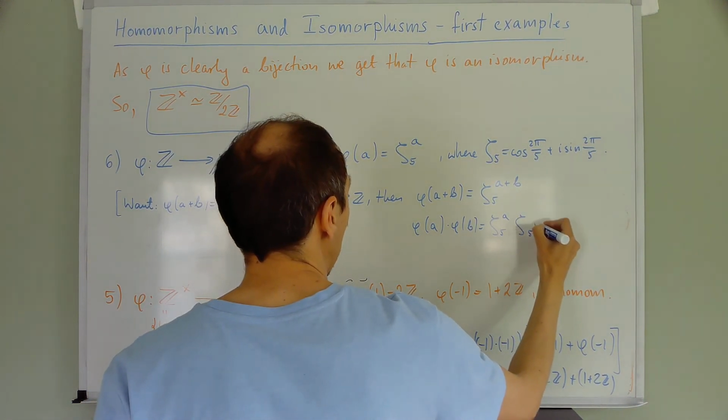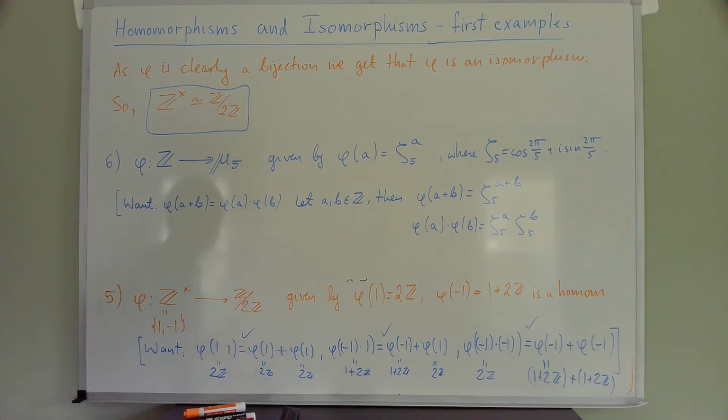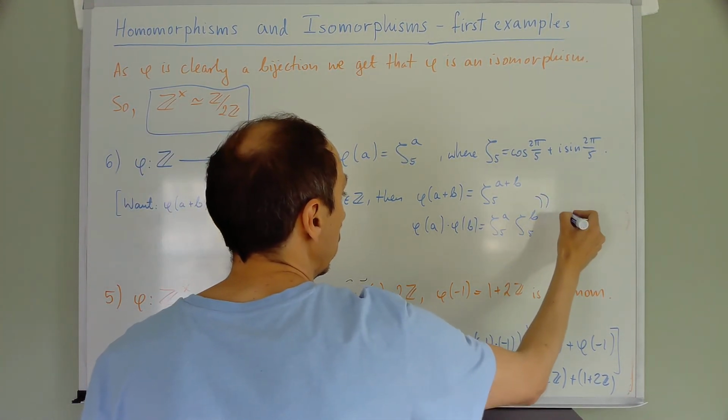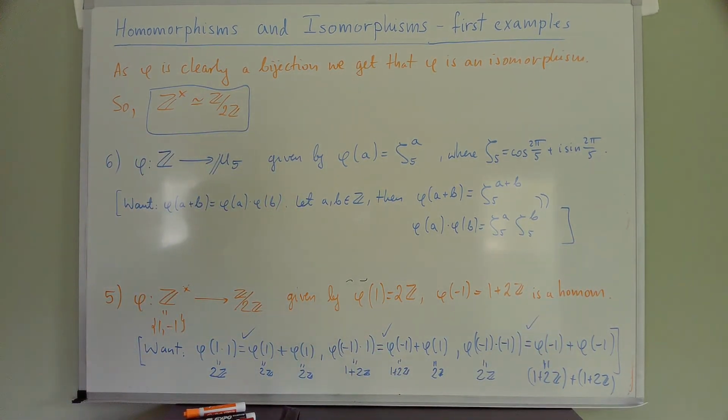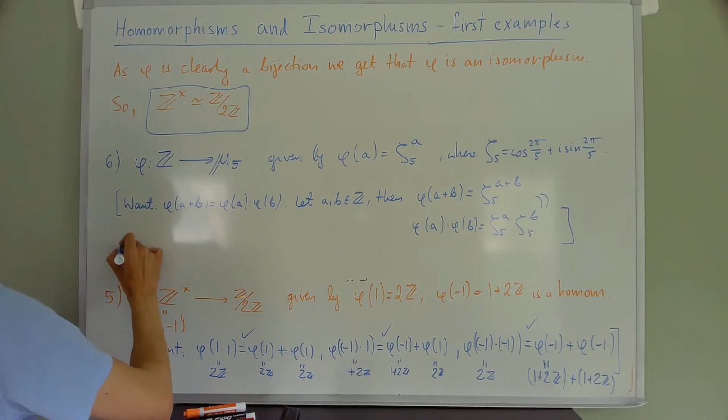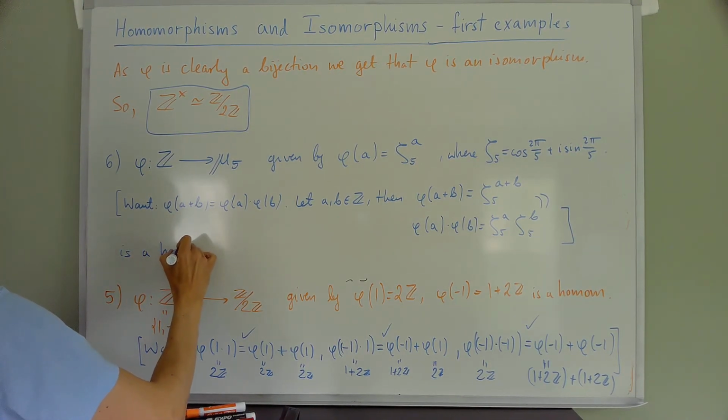That's zeta 5 to the A, zeta 5 to the B. Are they the same thing? Sure, that's just basic algebra. So this, given by that, is a homomorphism.